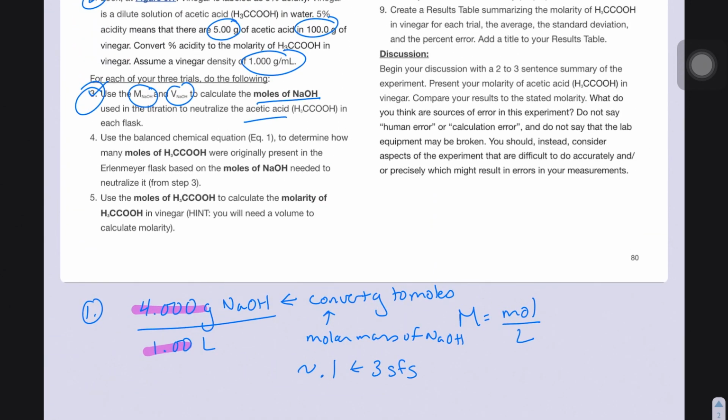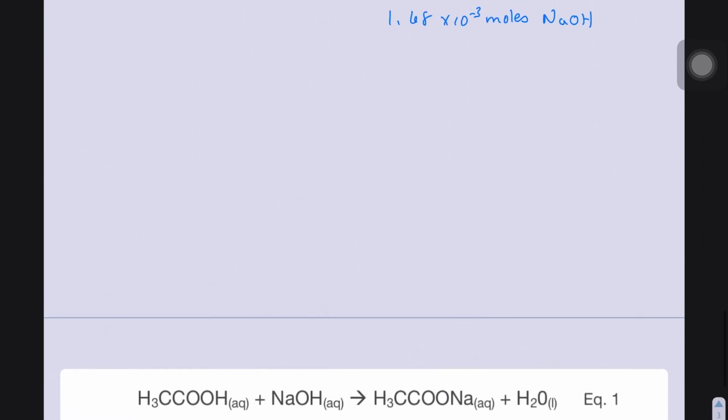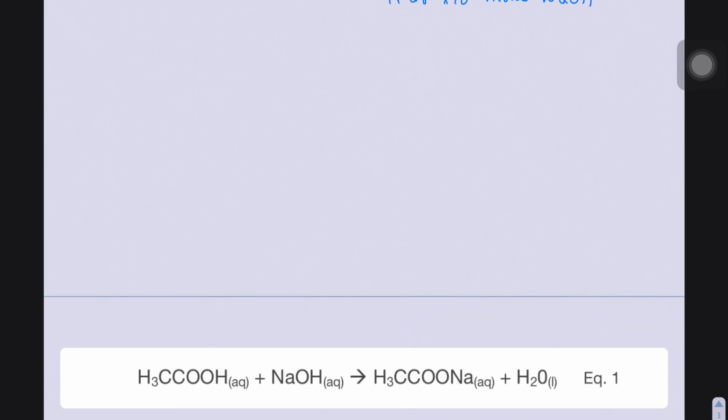So let's go ahead now and look at the next step in the calculation. So we finished step 3. So this is step 4, where it says to use the balanced chemical equation to determine how many moles of acetic acid were originally present in the flask. So the reason we do the titration, again, is because if we know how many moles of sodium hydroxide we needed to add to neutralize the acetic acid, and we know how sodium hydroxide and acetic acid react together, then we can use that to figure out exactly how many moles of acetic acid were there to begin with. So let's look at the balanced chemical equation here. And we see that 1 mole of acetic acid reacts with exactly 1 mole of sodium hydroxide in order to neutralize it and turn it into water and this salt.